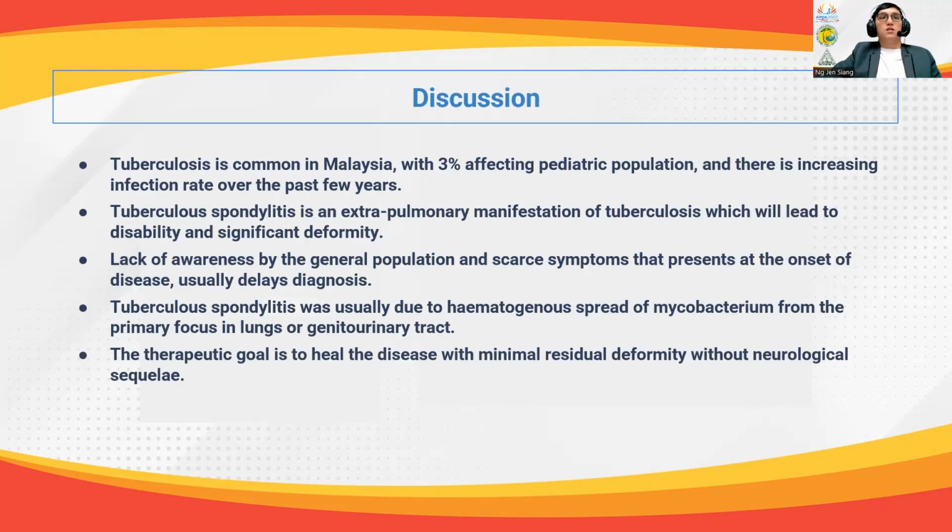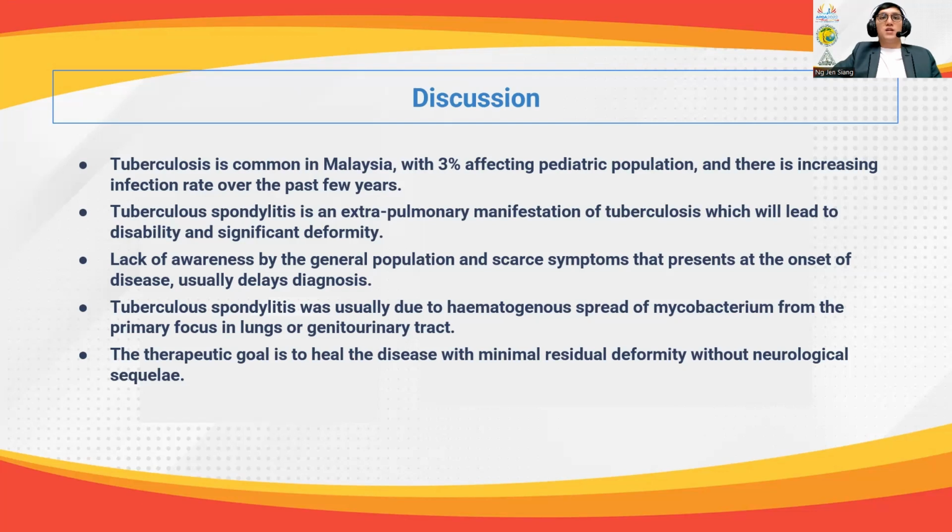For the discussion, tuberculosis is actually common worldwide, not just in Malaysia, with 3% affecting the pediatric population, and there's an increasing infection rate over the past few years. Tuberculosis spondylitis is an extrapulmonary manifestation of tuberculosis, which can lead to disability and significant deformity.